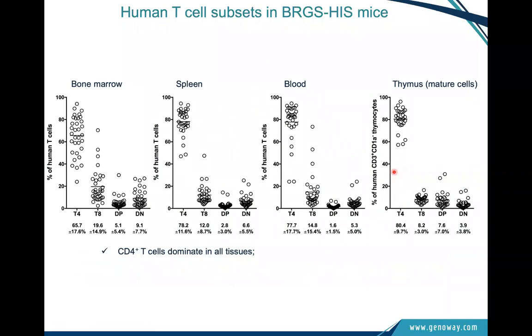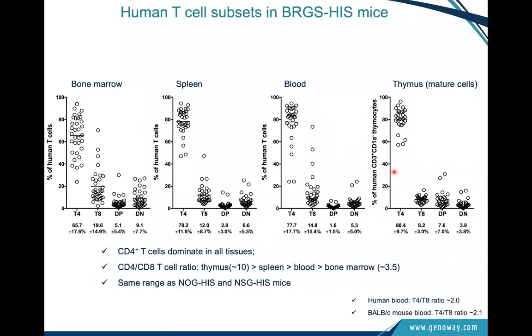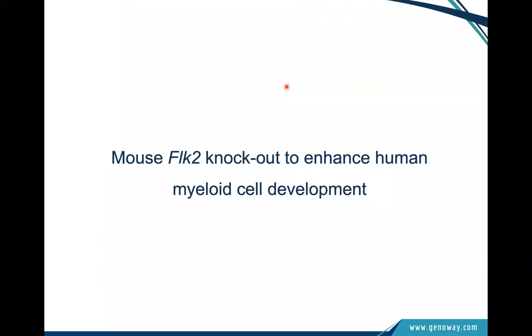So first, among the T cells, what you need to see here is that the CD4 T cells will dominate in all tissues, in bone marrow, in spleen, in blood. So you will mainly have CD4 T cells, but you also have CD8 cells and Tregs, and I'll show you this at the end. The SIRP-alpha enhances the permissivity.